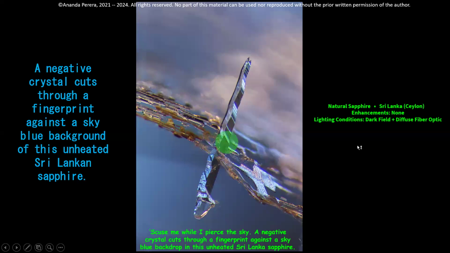What is this? Dark field plus diffuse fiber optic are the lighting conditions given here. See the fingerprint. This is the fingerprint. A negative crystal cuts through this fingerprint to the sky blue background. This is the sky blue background. It shows a natural sapphire, not a heated one.